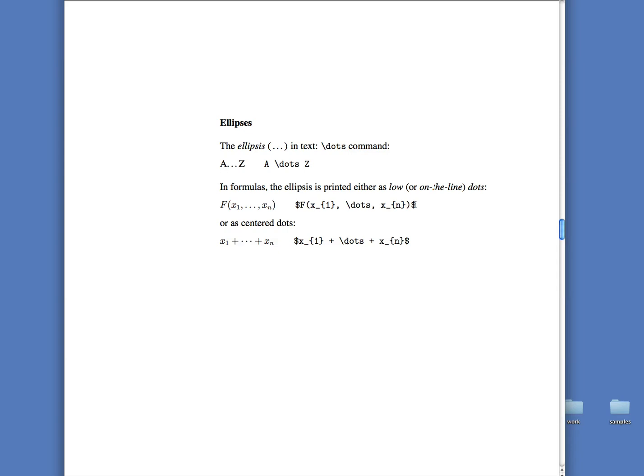In math, again, most of the time you can use the dots command, but in math there are 2 types of dots. The low dots that you use, say, in between 2 commas, and the center dots that you use, say, in between 2 plus signs. And most of the time LaTeX will know which one you want. There are actually 5 or 6 kinds of dots, ellipses that you use in mathematics. See my book for more detail.